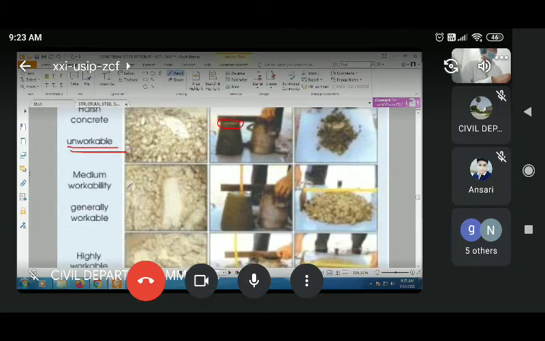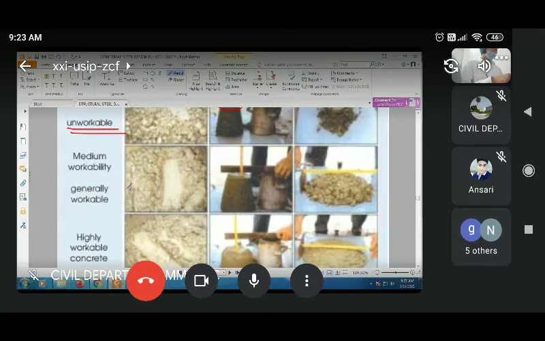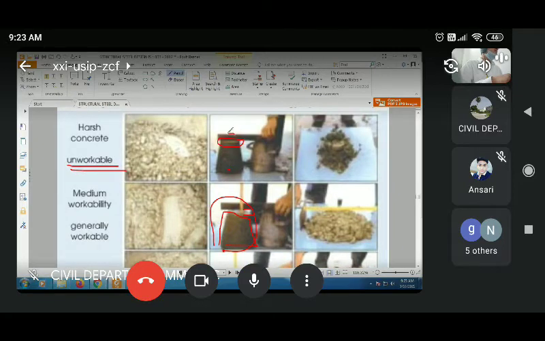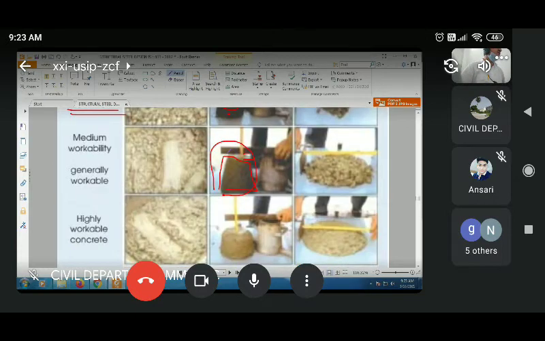Or you can say that it is unworkable. Then if the degree of workability is medium, you will get the true slump, as you can see here, and there is a certain slump value. So it is generally a workable and cohesive mix. You can get this type of shear slump, you have seen here also, where the surface is inclined, and the shear slump will occur. This one is the true slump, but if the concrete is very harsh, you get no slump value or very little, then it is unworkable concrete.